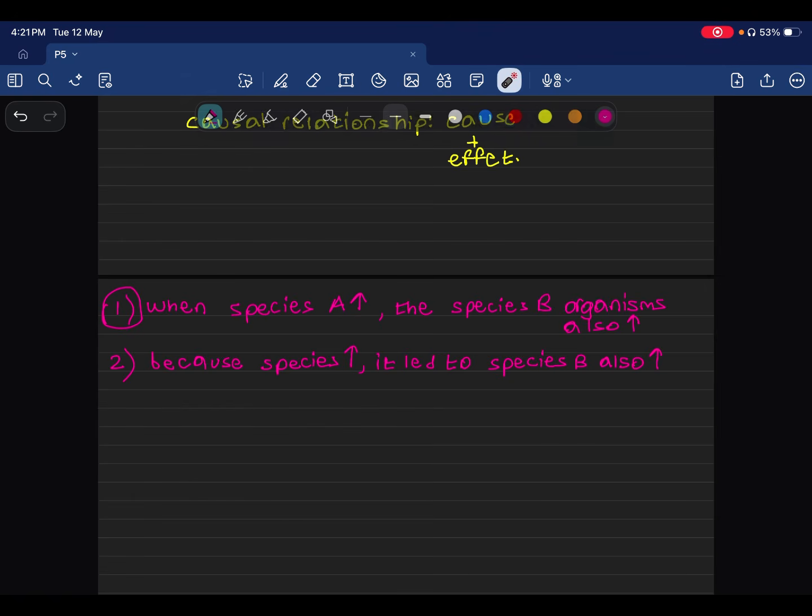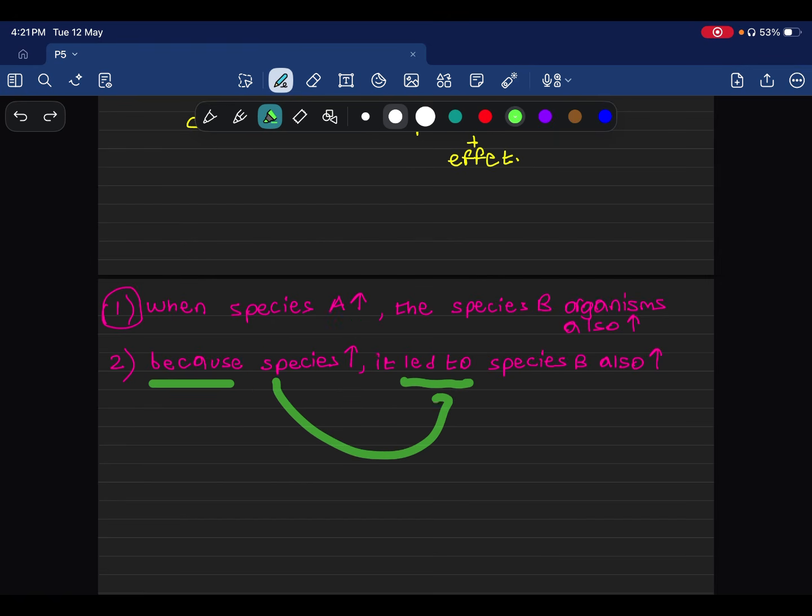Why? Because statement one is not showing you a causal relationship. Take a look at the second statement. Because species A increased, that's the cause. It led to, that's the effect. Cause, effect, causal relationship. Correlation does not show you that.